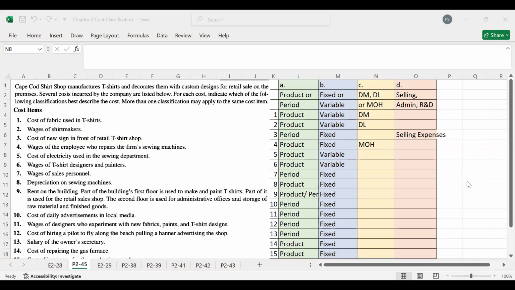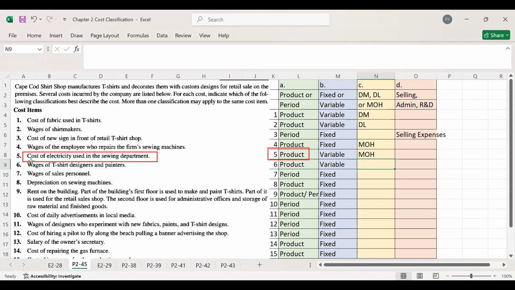Then, in the next example, we have cost of electricity used in the sewing department. Again, yes, it is a cost that is involved in manufacturing of a product. That's why it is called product cost, but it is not direct material or direct labor. So electricity, utilities, heat, light, gas, all these are part of manufacturing overhead.